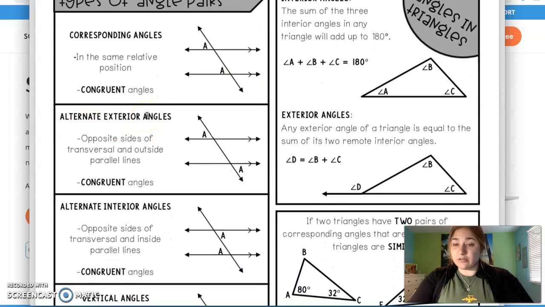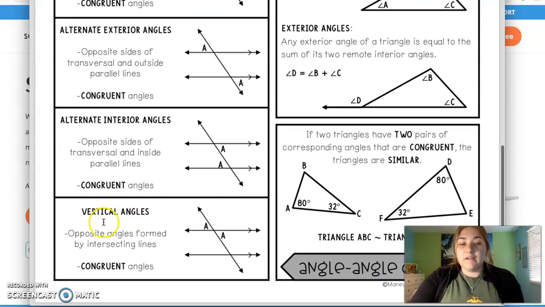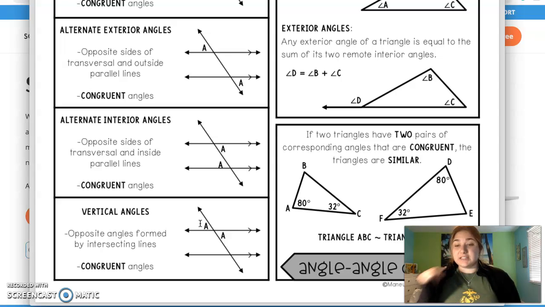Alternate exterior angles are on the other side of the transversal and they are on the outside of the parallel lines. So they're on opposite sides of the transversal and outside the parallel lines. However, the angles are congruent, which means that they are the same. Alternate interior angles are within the parallel lines on opposite sides of the transversal, and they are also congruent, so they equal each other, totally similar. Vertical angles, those are if they are directly across from each other on opposite sides of the transversal. Those are also congruent, they are the same.